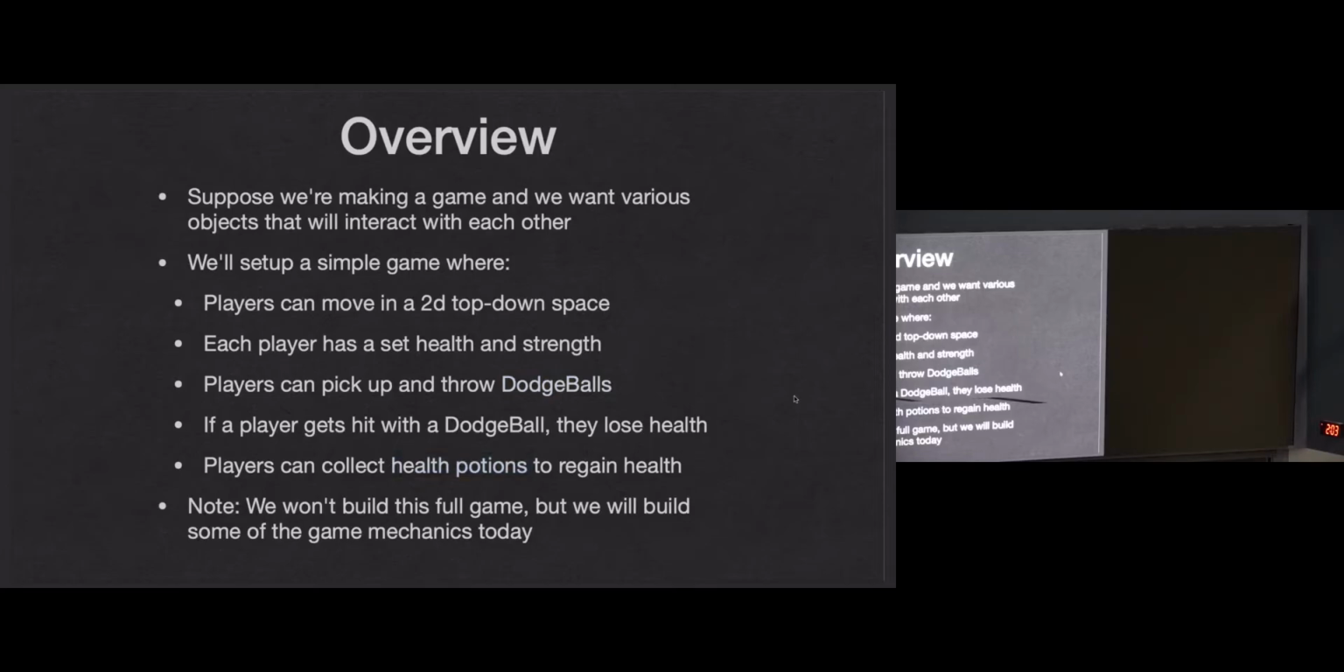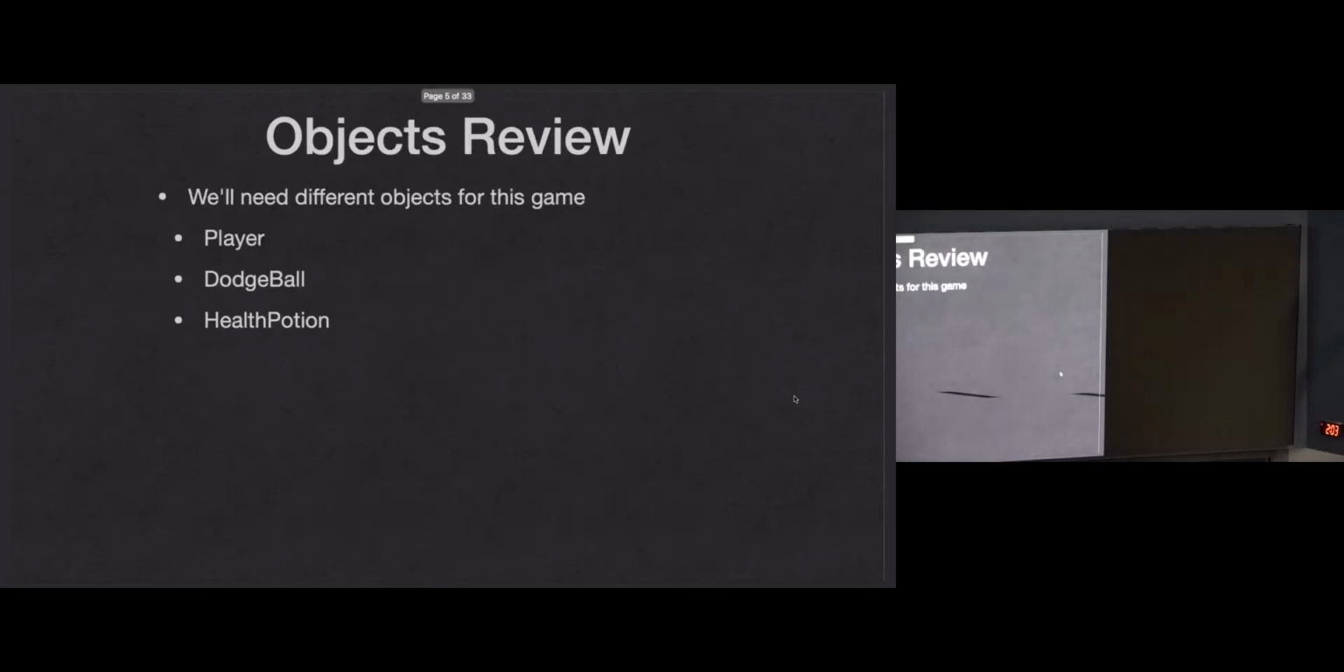The player can pick up dodgeballs, throw them at other players to damage them. If you yourself get damaged, you can find a health potion, consume the health potion, and restore some of your health. So that's the basic idea, the basic mechanics of this game that we would want to build. And for this game, there are three different objects that we want to make: player, dodgeball, health potion.